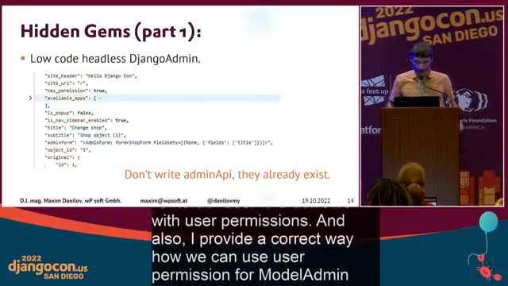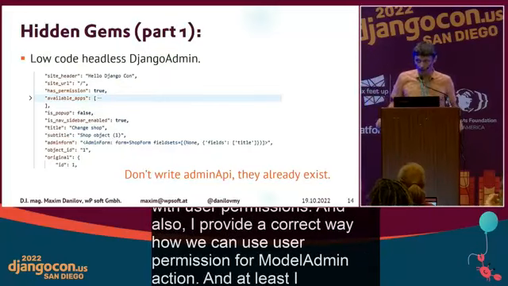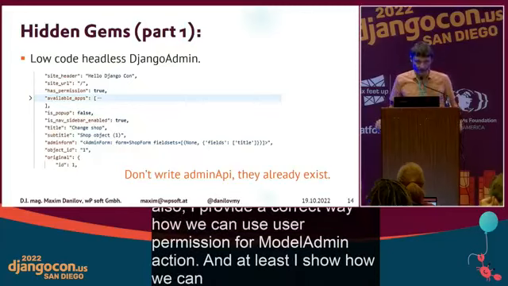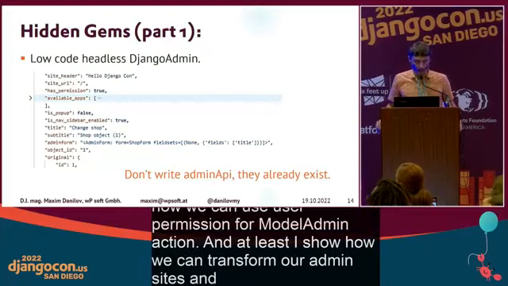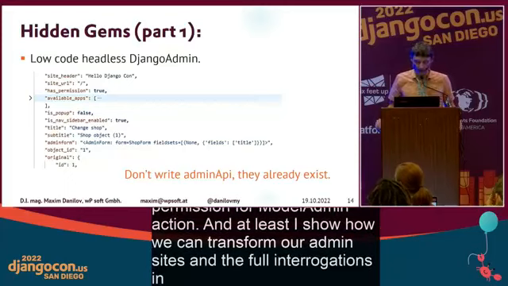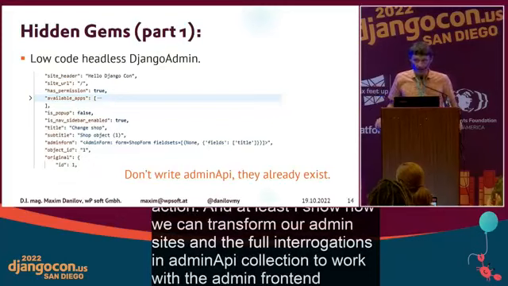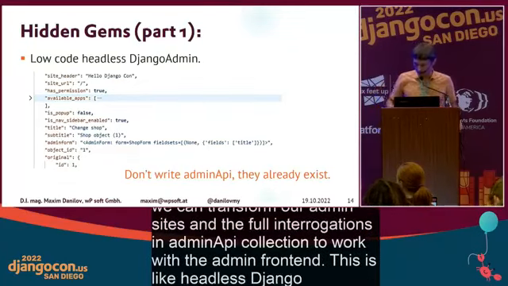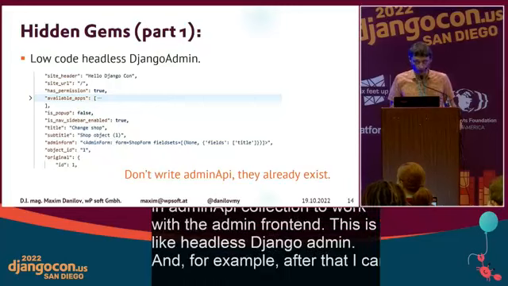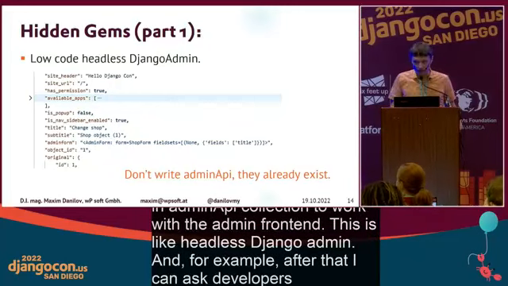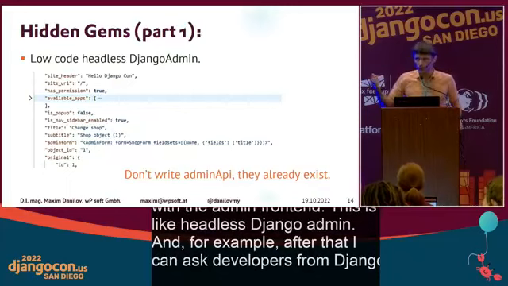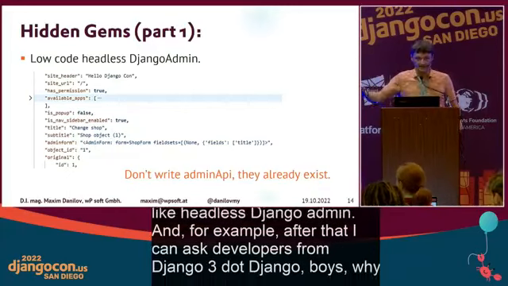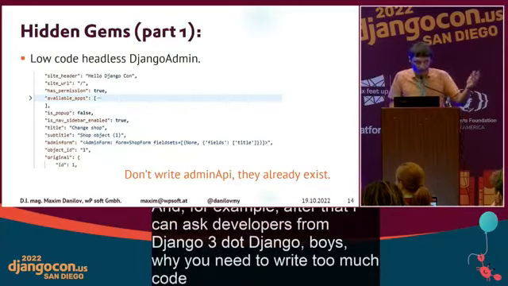And lastly, I showed how we can transform our admin sites and full CRUD interfaces into an admin API collection to work with a reactive front end. This is like a headless Django admin, and for example, I can ask developers from Django Rocket or Django Ninja: boys, why do you need to write so much code? It already exists in Django. Please try to use Django.